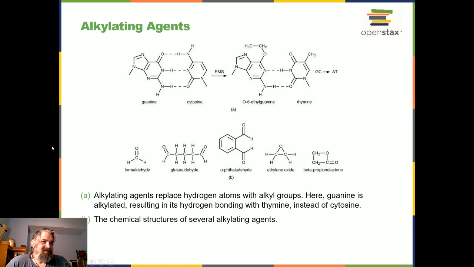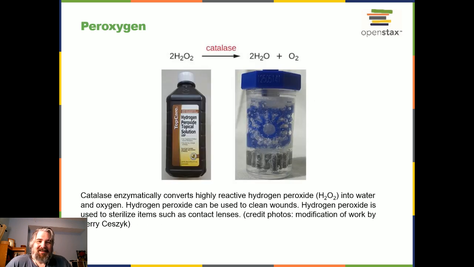So peroxygens are our next chemical used to control microbial growth. And of course we have hydrogen peroxide, which is good for killing bacteria, leveraging the damaging potential of free radicals. However, it's not great for wound healing because it also damages our own tissues. But generally, peroxides are employed in a lot of contact lens disinfecting solutions.